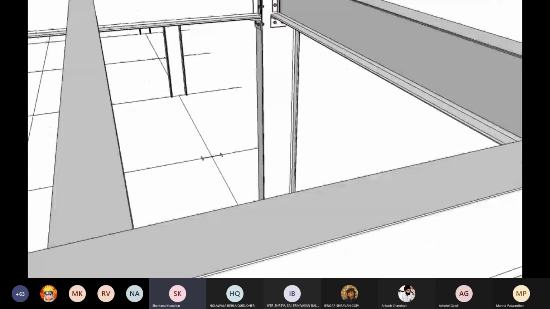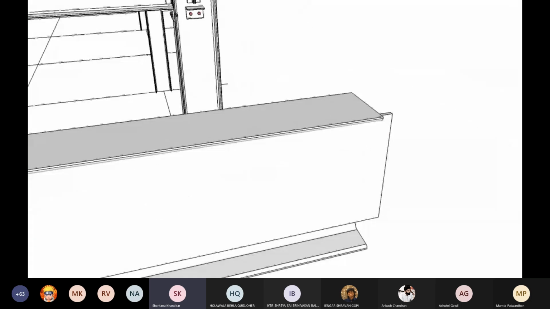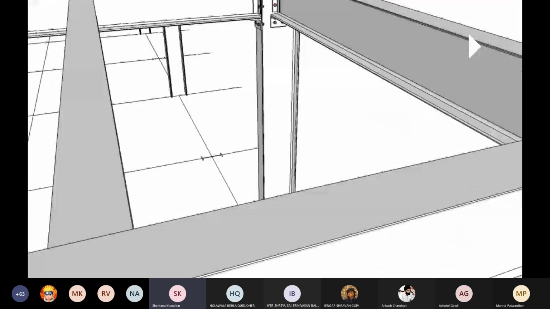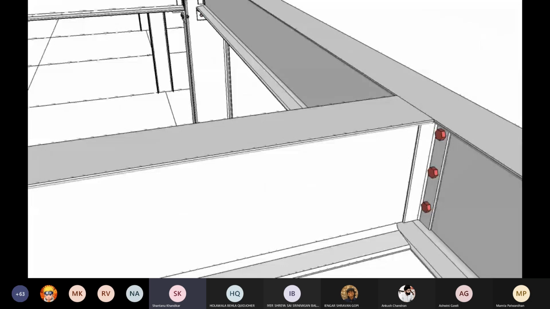The next one I'm talking about is the beam to beam connection. Here we can see how a secondary beam is resting on a primary beam. When I say resting on, it doesn't mean resting on top of it. A lot of people make this mistake, thinking that on means on top of. I don't mean that. Resting on means it's putting its load on this primary beam.